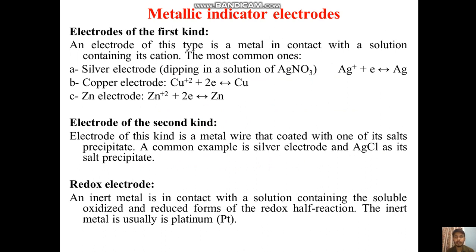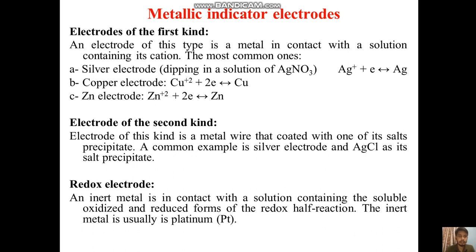So here you can see the metallic indicator electrode. The electrode of the first kind: an electrode of this type is a metal in contact with a solution containing its cation. The most common one is a silver electrode dipping in a solution of AgNO3, then copper electrode, then zinc electrode. Reactions I have given.